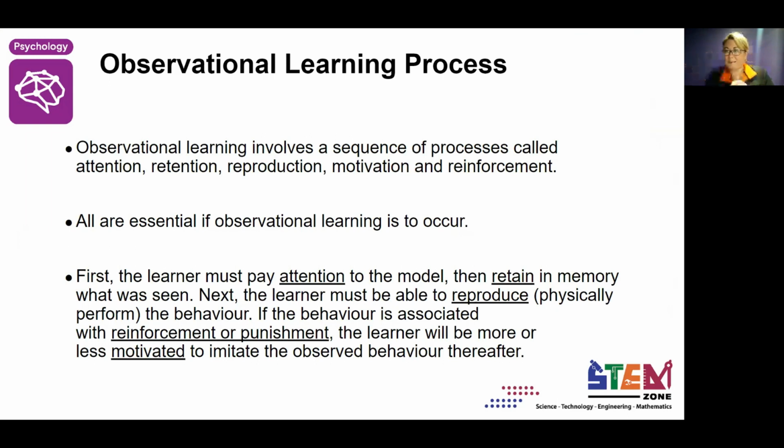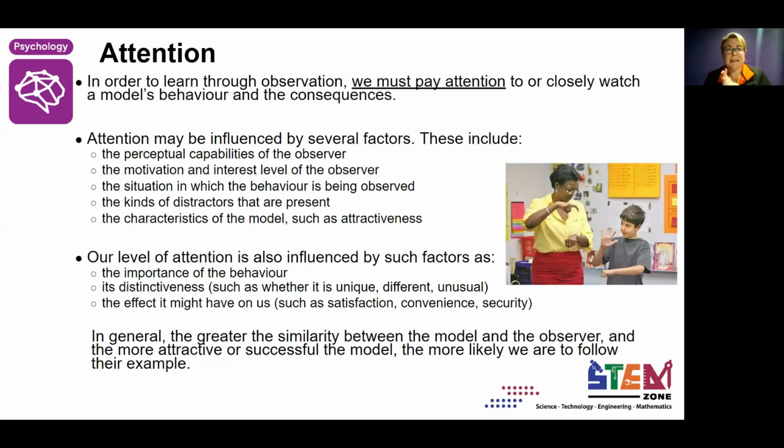There are five parts to observational learning, and they all have to occur if you're going to actually learn a particular behavior. So if we look at the last dot point there first, the learner must pay attention to the model. They then have to be able to retain that information in memory, what they've seen. They must be able to physically perform whatever the behavior is. Then it is associated with some sort of reinforcement or punishment for the learner. Therefore, they also need to be motivated to imitate that behavior as well. Okay, so the five components. We're going to look at each of them very quickly.